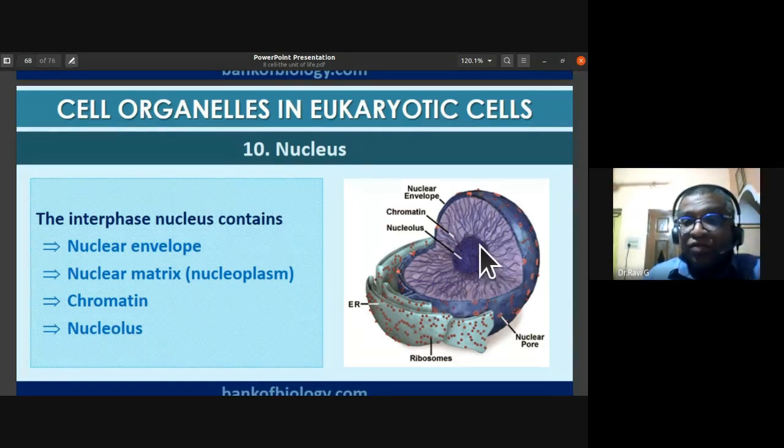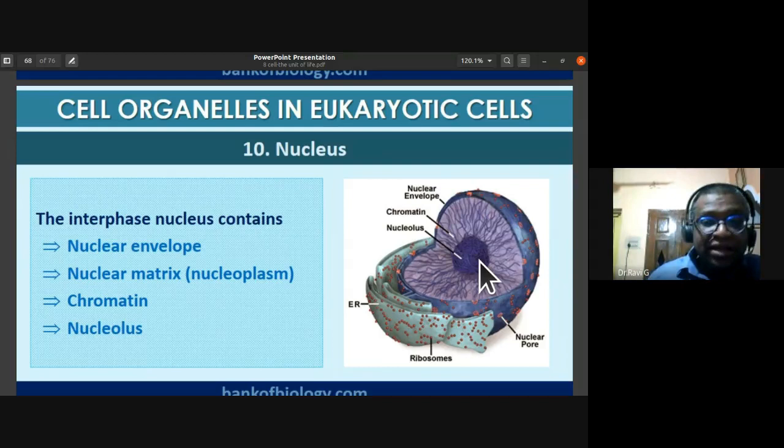Then there is a darkly stained structure called the nucleolus. Many times we call the nucleolus the nucleus of the nucleus. The presence of a nuclear envelope and nucleolus is a characteristic feature of eukaryotic organisms. In prokaryotes, the nuclear envelope and nucleolus are absent.